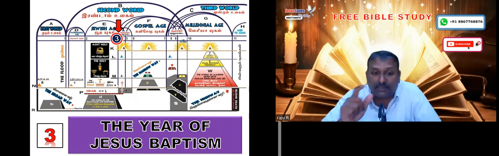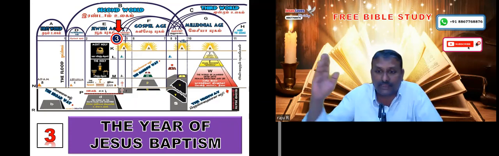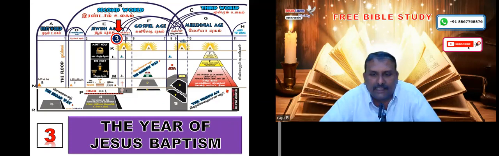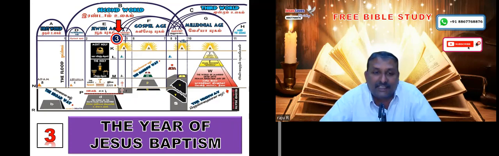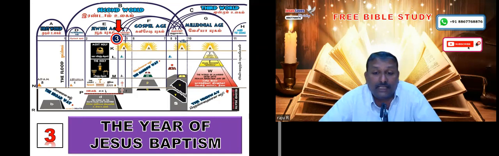And next, number three, that represents the timeline. Now we are going through the line which is vertically aligned in the chart. That vertical line signifies actually the time period. Number three represents the year of baptism of Jesus Christ. When was our Jesus baptized? As per the Bible calculation, it was in 29 AD. So Jesus was 30 years old at 29 AD.